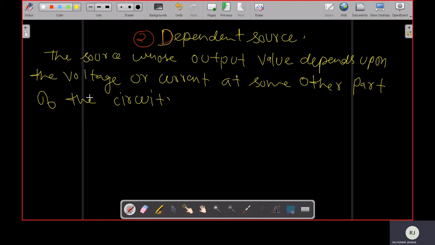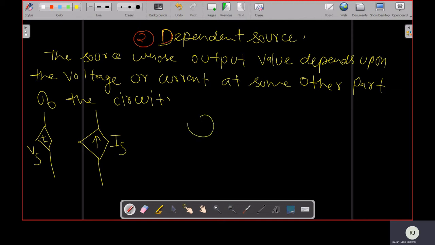Before that, we could see the symbol of the dependent source. If a dependent voltage source is there, we could represent it by the diamond shape. Plus minus, this is the dependent voltage source, this is the dependent current source, and we represent them by the diamond shape. Okay guys, further, we could try to understand by the circuit diagram.